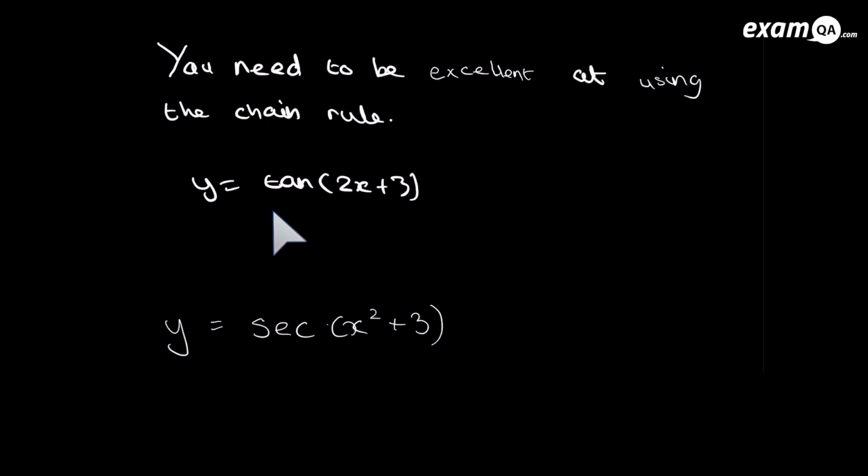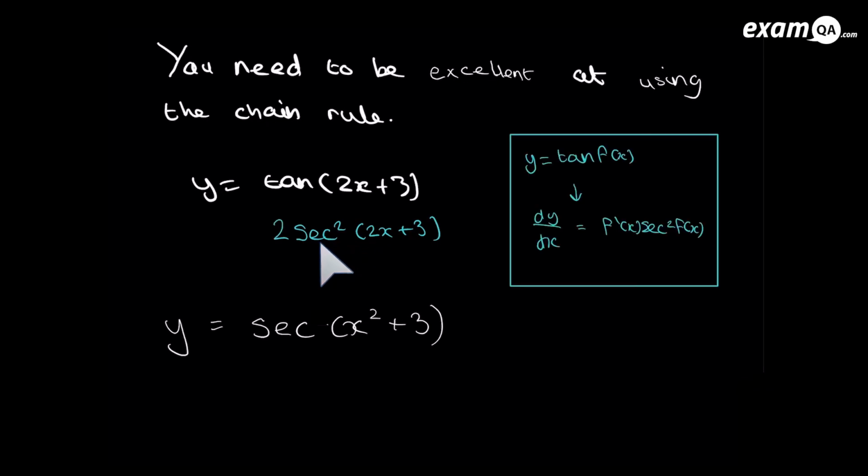So the first one says tan(2x + 3). And if we're going straight to the answer, you should have said, and we're going to use the chain rule, but we're going to go straight to the answer. Okay, so it's going to be sec squared(2x + 3) because tan x differentiates to sec squared x. But of course, we haven't simply got x here, we've got 2x + 3. So it's going to be sec squared(2x + 3). But remember, you also times it by the differentiation of 2x + 3. And the differentiation of 2x + 3 is 2. On the right here, I've shown the general rule I've used to do this.